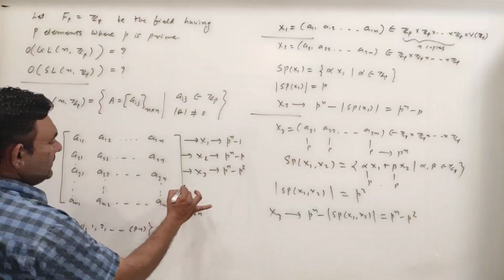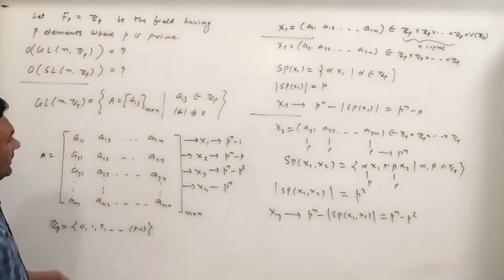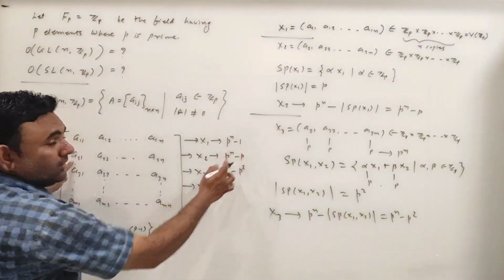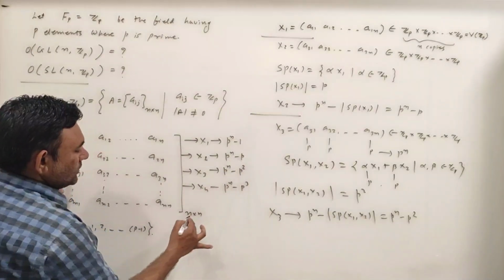So similarly, the fourth one, x4, will have how many choices? See, p raised to n for the first row, then p raised to n minus 1 for the first row, p raised to n minus p for the second row, p raised to n minus p square for the third row, p raised to n minus p cube for the fourth row, and so on.